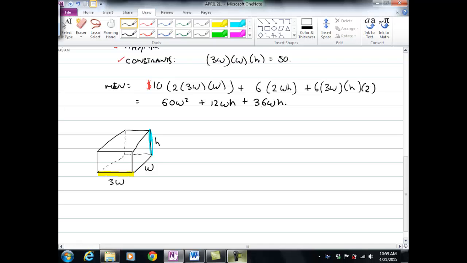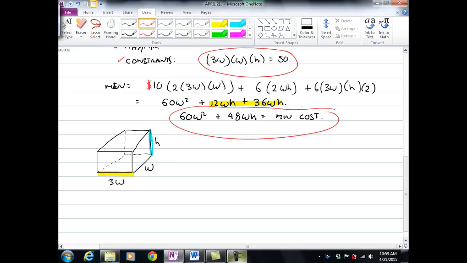Look at my work, see if there's any errors with your work. Check. I can simplify this. And this becomes 60W squared plus 48WH equals to my min cost. There's my 2 equation. There's the constraint. There is the min cost.